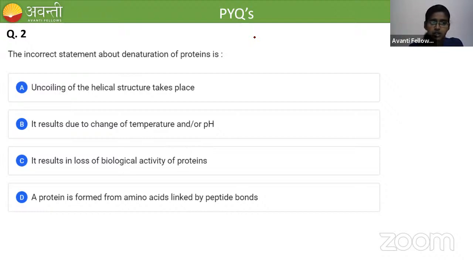So you can see option A, B, and C. The first three options involve all the statements which I have told now. And option D is the only incorrect statement, where a protein is formed from amino acids linked by peptide bonds is wrong. Actually, those bonds are broken down. So that is the incorrect statement. They are not formed, they are broken down. So option D is the correct answer for this question. Good. So I'll move on to question number 3.